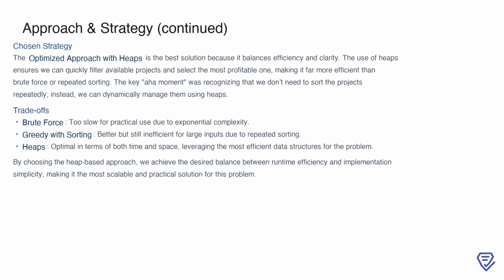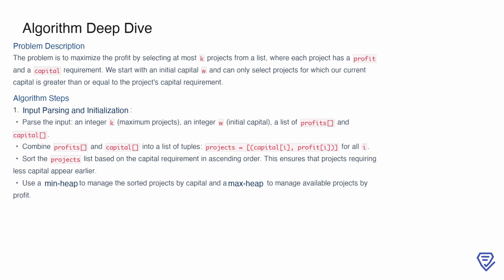The goal of this problem is to maximize the total profit by selecting up to k projects from a given list. Each project has a profit and a capital requirement, and we begin with an initial amount of capital, W. The key constraint is that we can only select projects where our current capital meets or exceeds the project's capital requirement. To solve this, we start by parsing the inputs, the maximum number of projects k, the initial capital W, and two lists, profits and capital.